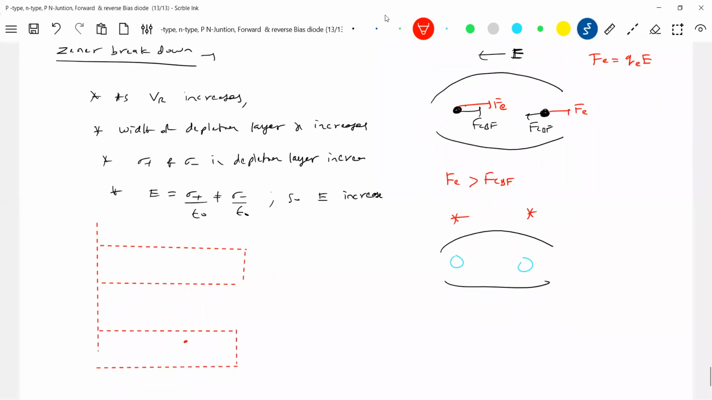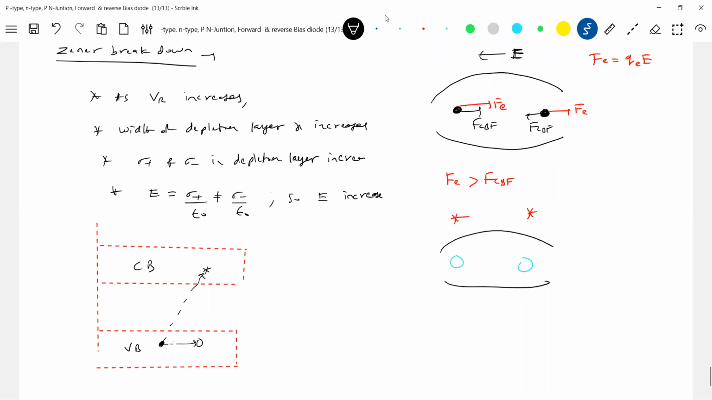Now this electron, if it makes a transition here like this, what do we get in place of the electron? We'll get one hole as well as one free electron. I don't know how to show this. Okay, I think here I cannot. At the most, I think I can show this much.